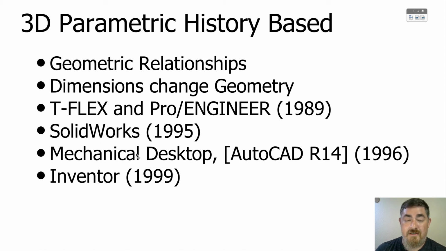So Mechanical Desktop added some parametric history-based abilities into AutoCAD. The problem was you had to first know AutoCAD and all of its 2D commands, and then you had to learn how to do the history-based in addition to that. And because it's still trying to rely on the 2D interface for AutoCAD, it really had some clunky elements. And I started using this here in 96 in Mechanical Desktop version 1.